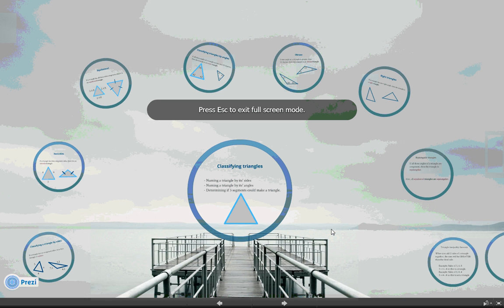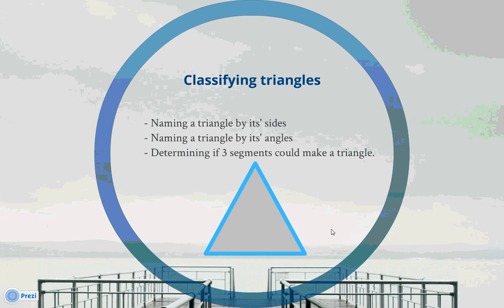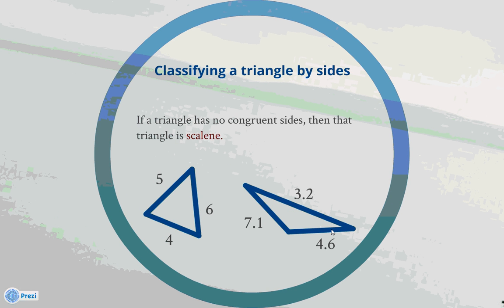Hello, in this video we'll be looking at classifying triangles and also the triangle inequality theorem. So the goal here is to be able to name a triangle by its sides, to be able to name a triangle by its angles, and to be able to determine if three segments could make a triangle. First off, we need to classify a triangle by its sides.